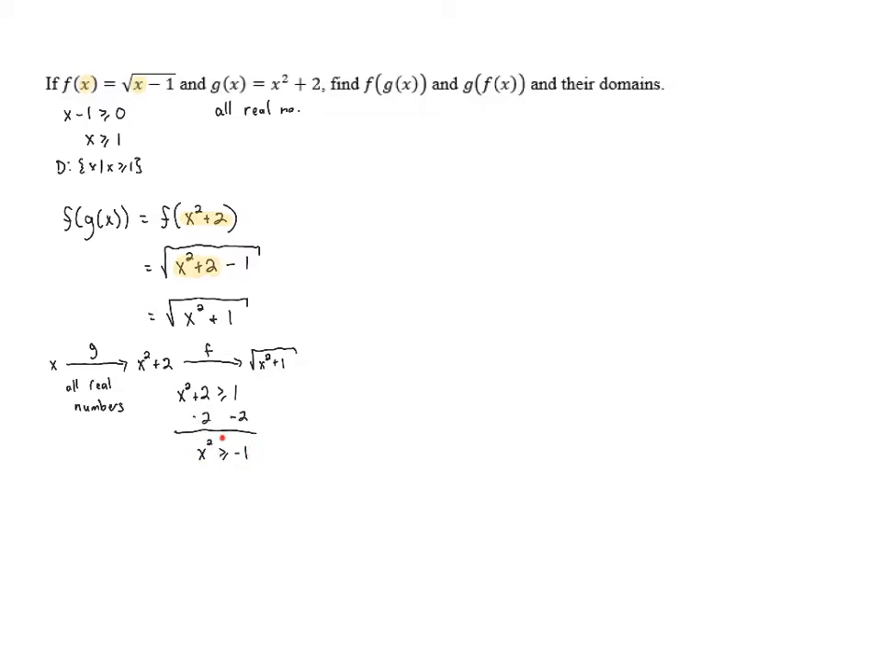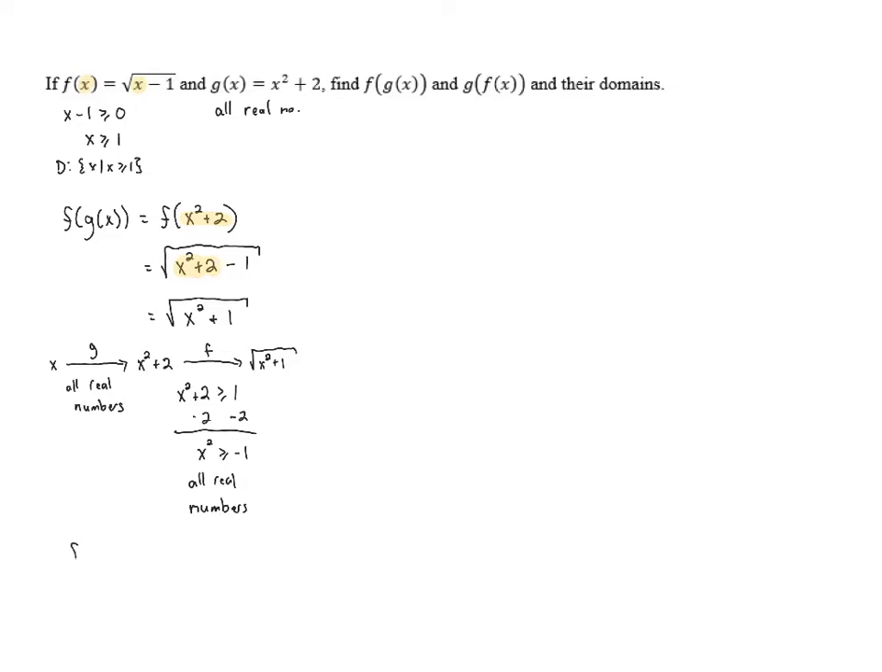And we've seen this inequality before. We know that this is always true, because anytime we square a number, the result is either positive or 0, and all positive numbers and 0 are greater than negative 1. So this is always true. And so the domain here will also be all real numbers. And so because we don't have any problems plugging in anything for g and then having that go into f, our domain for the composition of functions is also going to be all real numbers.